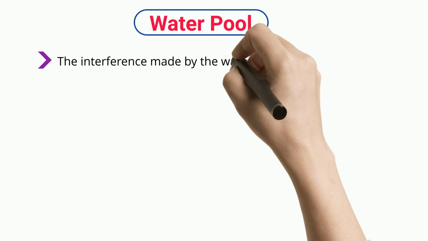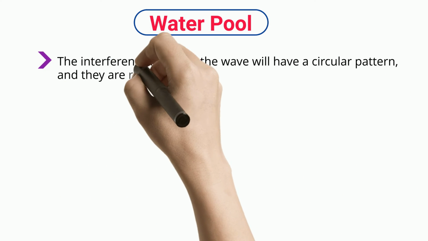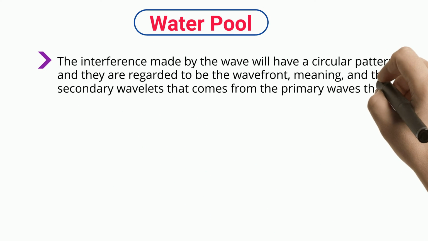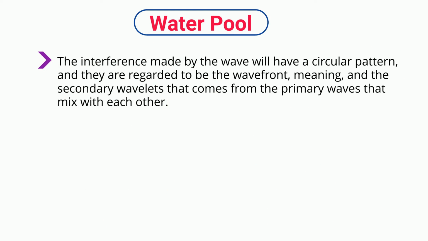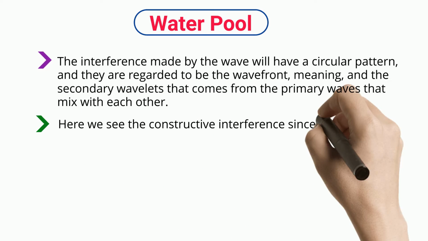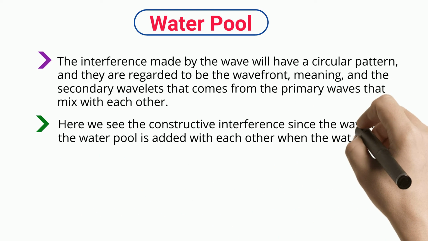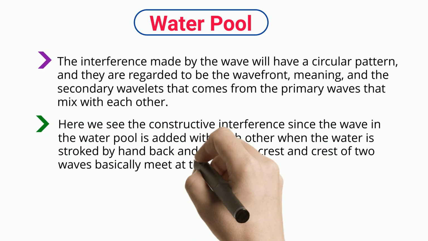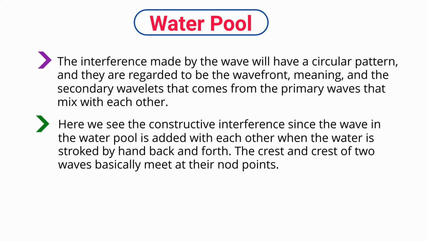The interference made by the wave will have a circular pattern, and they are regarded to be the wavefront, meaning the secondary wavelets that come from the primary waves that mix with each other. Here we see the constructive interference, since the waves in the water pool are added with each other when the water is stroked by hand back and forth. The crest and crest of two waves basically meet at their node points.